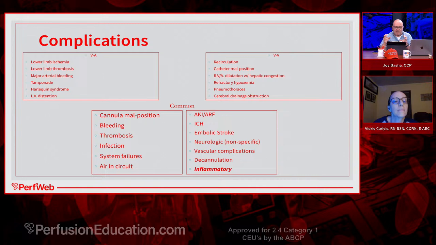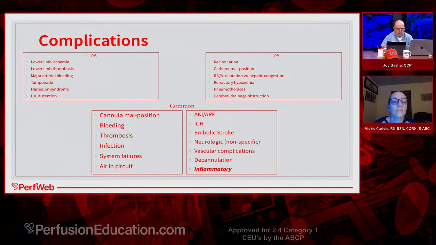So first in the VA, you have lower limb ischemia. Well, you're not going to get that with VV ECMO. Lower limb thrombosis, major arterial bleeding. If you're centrally cannulated and you try to close the chest, or even if you used a wound vac or something like that, tamponade is not that uncommon. If you have VA ECMO with peripheral cannulation, meaning fem-fem, then you are at risk. Anytime you have VA ECMO with peripheral cannulation, you are at risk of Harlequin syndrome or north-south syndrome or dual circulation or whatever you choose to call it. And then you also have the undesired left ventricular distension problem.